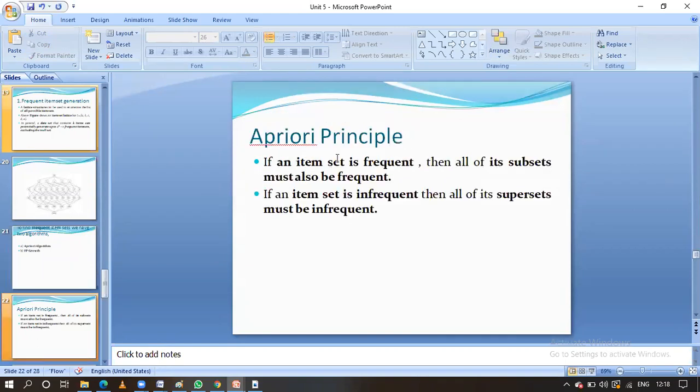The Apriori principle, guys. Here we have to note down two principles. The first principle: if an item set is frequent, then all its subsets must also be frequent. And one more thing, if your item set is infrequent, then all its supersets must be infrequent.